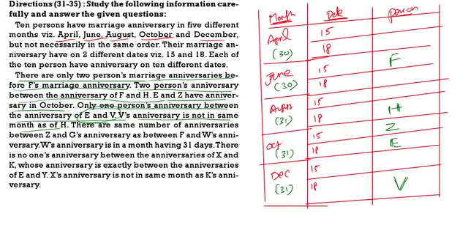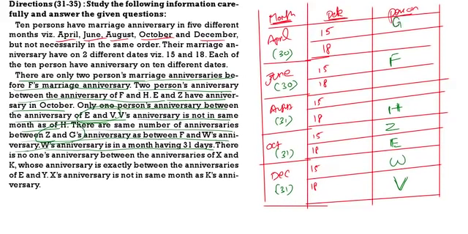W's anniversary is in the month having 31 days. W can be in August or in December. We don't know that. There are the same number of anniversaries between Z and G as between F and W. Between F and W, how many are there? The same number between Z and G. So suppose I take December 15th as W. Between F and W, 1, 2, 3, 4, 5. Between Z and G also 5. This will be G.